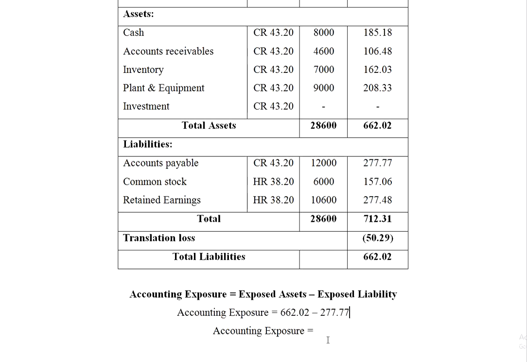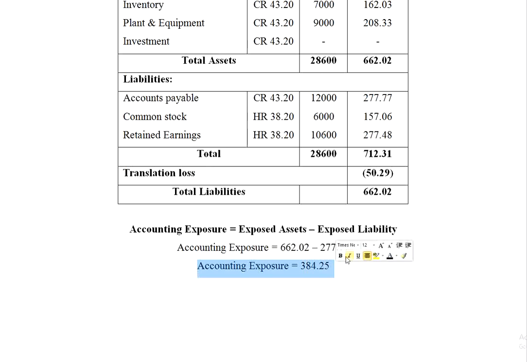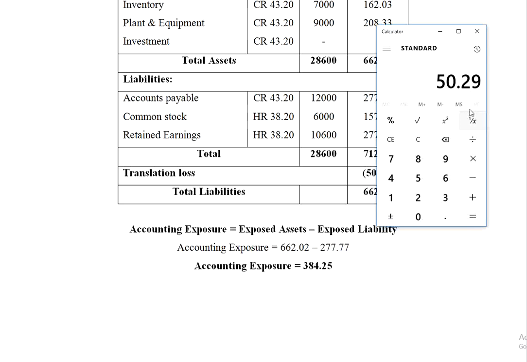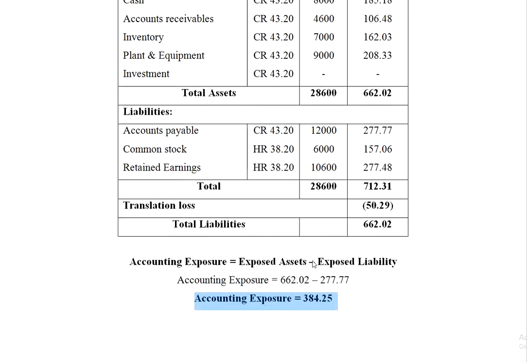277.77. If you deduct this, you are going to get 384.25. If you want, you can check it in the calculators. Let me check it once again for you all. It is 662.02 minus 277.77, it is 384.25. So the accounting exposure is 384.25.